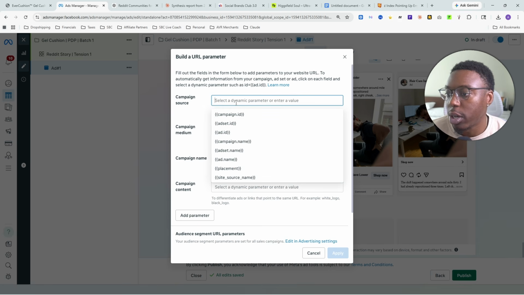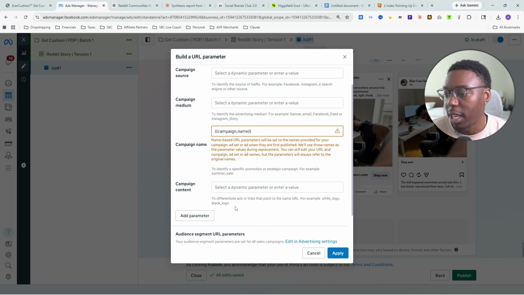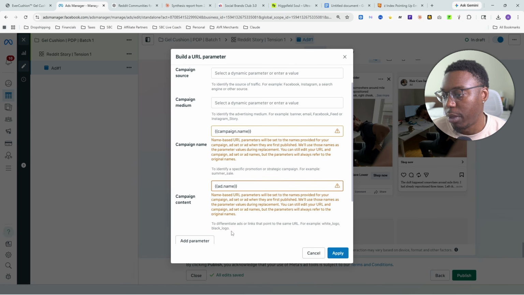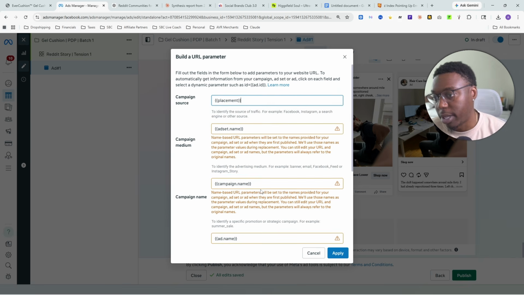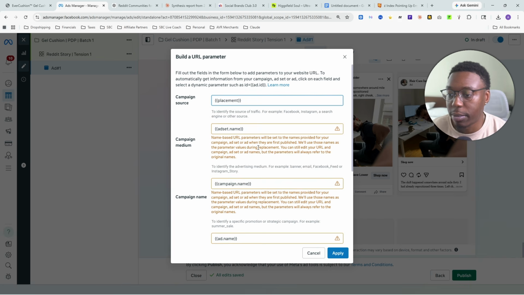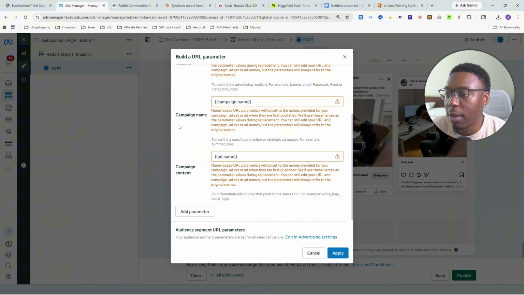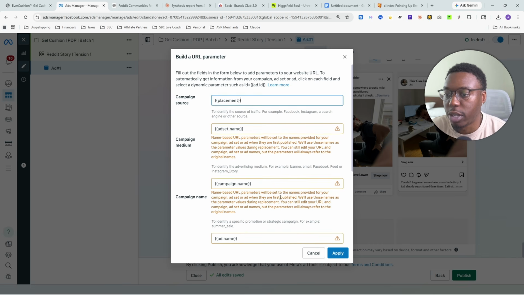So to get that, you're just going to go to campaign ID or campaign source. I haven't done this actually in a while. Give me a sec here. So campaign name is going to be campaign name. Campaign content is going to be ad name. Campaign medium is going to be ad set name. And then campaign source is going to be placement. I use third-party tracking tools nowadays, so all this is done for me. But if you don't have a third-party tracking tool and don't want to set up another subscription, this is what you would do. So campaign source placement, campaign medium, ad set name, campaign name, ad, and campaign content is ad name. And you can add additional parameters if you want to, but that's kind of how I set mine up.